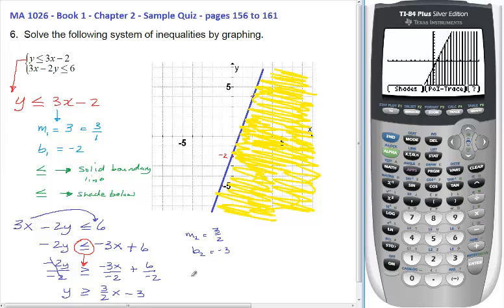Now, check for your boundary lines. Solid or broken? In this case, it's a solid line again because of the equal sign. So greater than or equal to tells me I have a solid boundary line. And greater than or equal to tells me I shade above. I'm going to shade above.